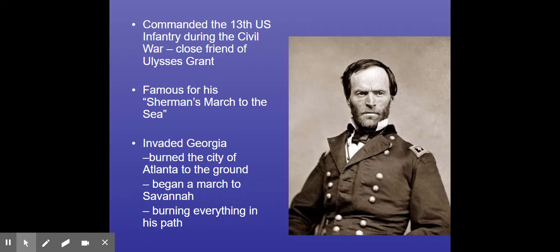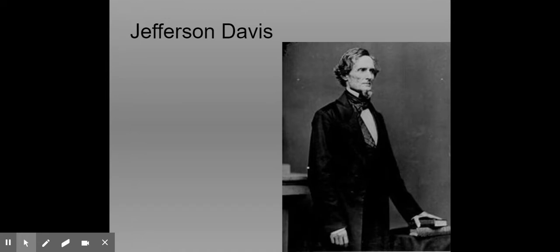Now we're going to switch gears and look at the Confederate leadership. Just like we started with Abraham Lincoln for the Union side, we're going to start with Jefferson Davis on the Confederate side. Davis was very close in age to Lincoln. Both of them were born in Kentucky. Davis was born a year earlier than Lincoln, in 1808. We talked about this a little bit in class.